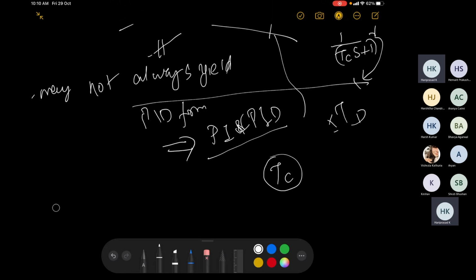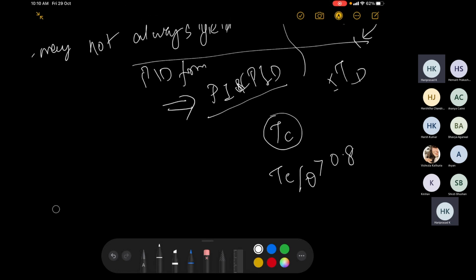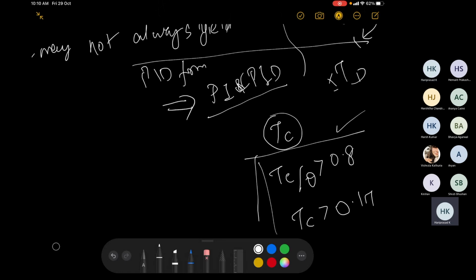And again, the tuning parameter here is the tau C, and there have been some guidelines provided. For instance, tau C by theta can be greater than 0.8. This is by experience. And tau C, I think it is greater than 0.1 tau or something. We'll go back and verify. This is one way. There are various options given, based on practitioners and experience, but most widely used, I think, is this one. So this is all about the model-based controller tuning.